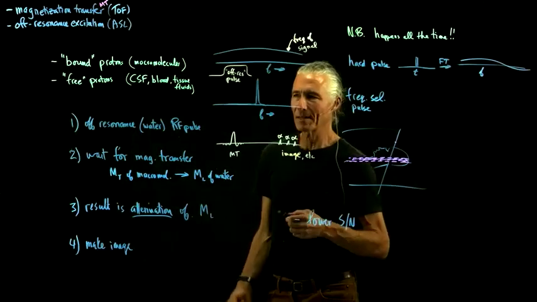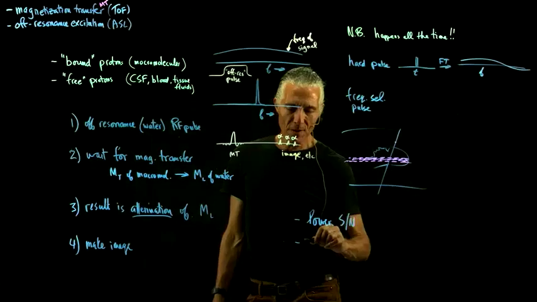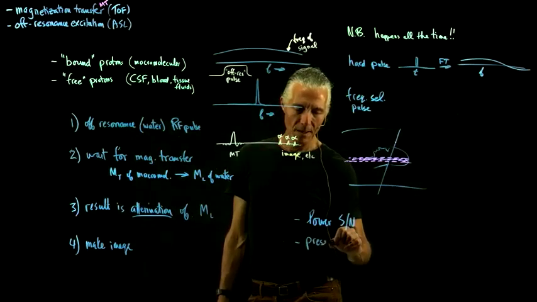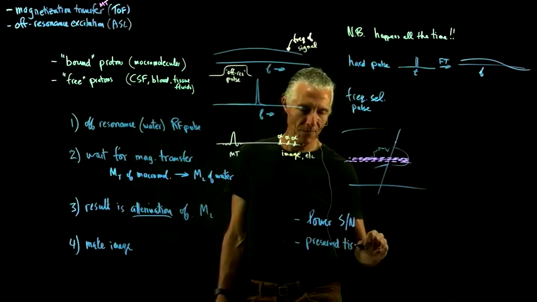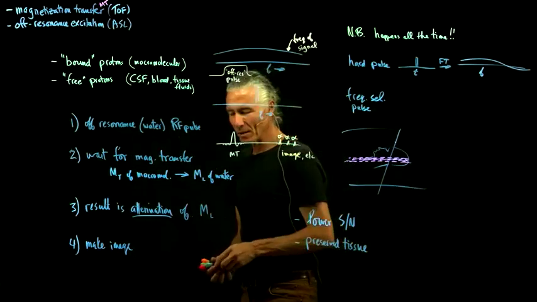So because of that, people don't do it as much. The images look more grainy. One thing you can really use it for is preserved tissue. Now, you might wonder, why do you want to do that? So one of the things with preserved tissue, how do you preserve tissue?